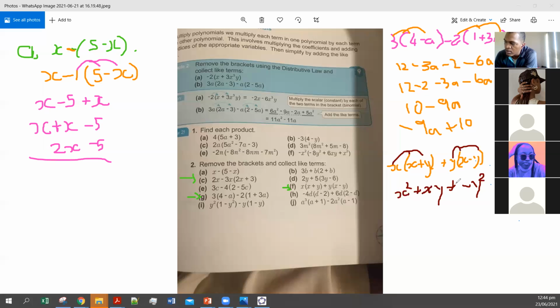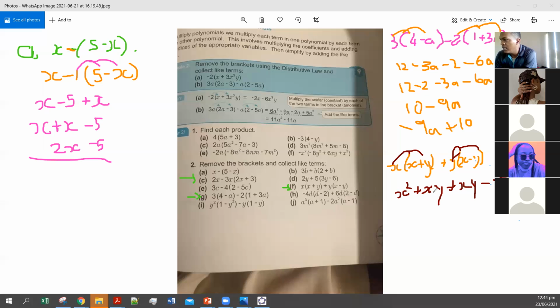Isn't it y times x first? Okay, I went to the y first instead of the x. So this will just be y times x is just xy. I'm doing alphabetical order first, right? So y times x is just xy, and y times minus y will be minus y squared. Whether I did the y squared first or the xy second, it will still be the same answer. Doesn't matter, because the y is multiplying everything inside the bracket.